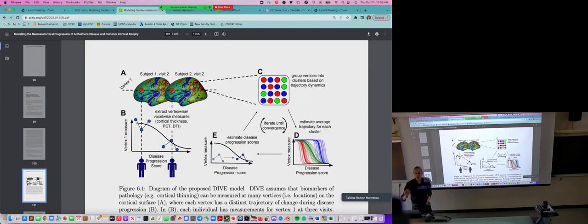So the red regions are very affected by the disease, and for example, the blue ones are not so affected. So the model could basically tell us what parts of the brain were affected by the disease. That was the first thing. We had a total of 1,500 brain scans to fit the model.